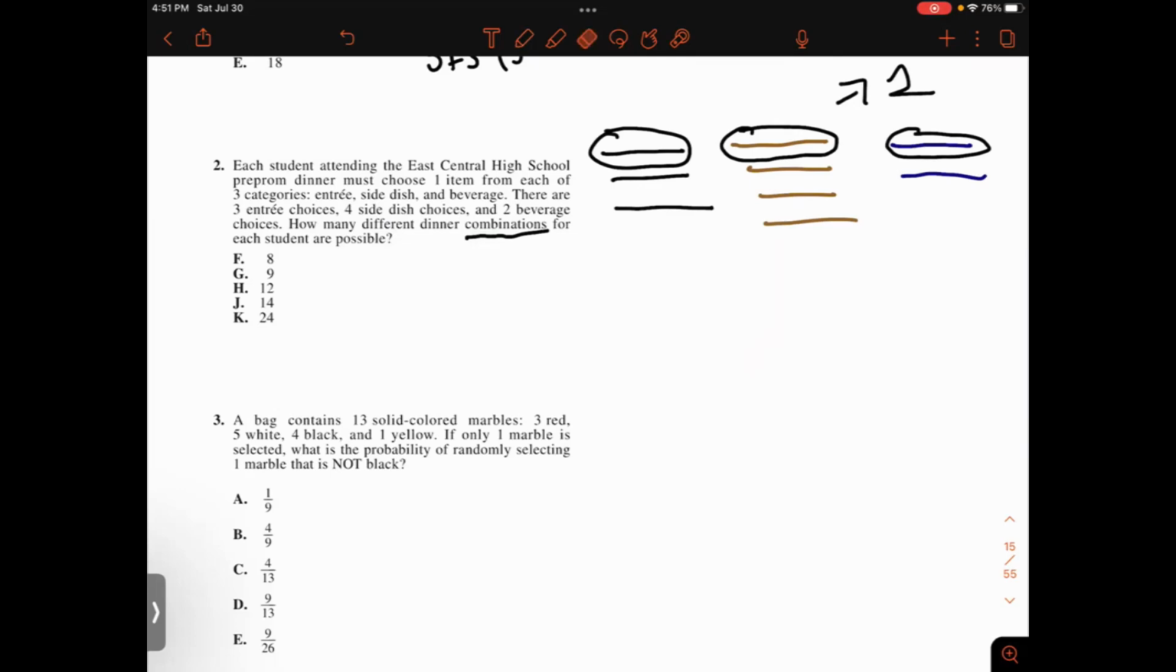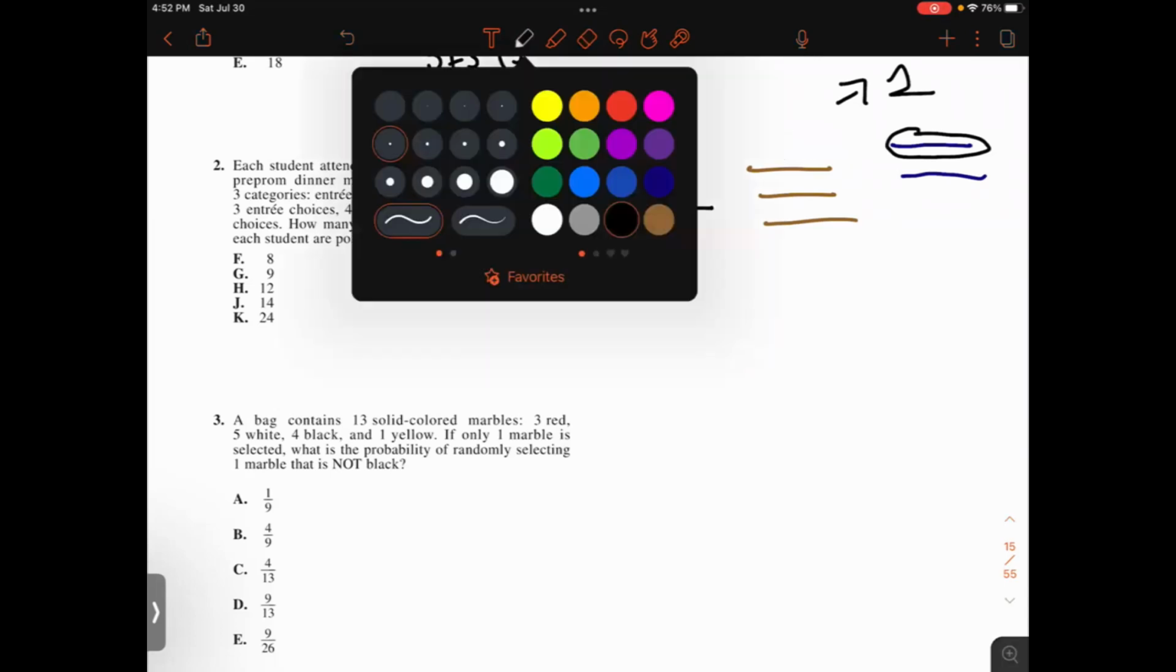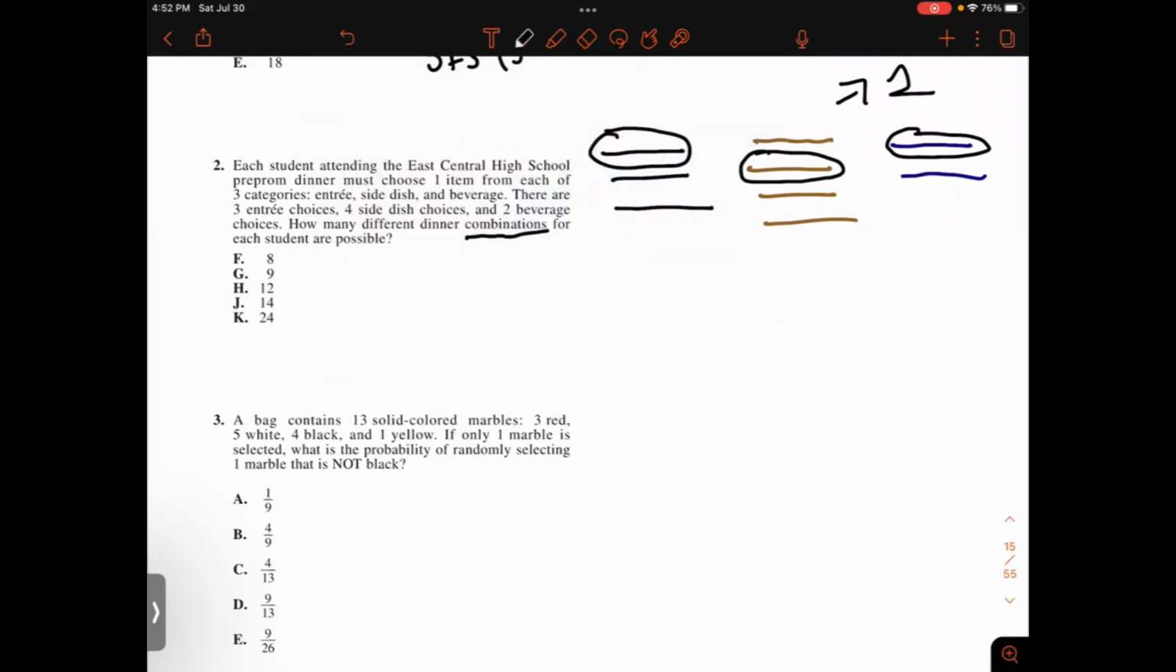But say I want the same entree and the same beverage, but a different side dish. So I want a whole different side dish. Say I want this one. Well, that is another combination. So far we have 2 combinations. And then I could keep going. Say I want this side dish instead, that's a 3rd combination. If I want this side dish, that's 4 combinations, which is the same entree, same beverage, but different side dish. So what if I change the entree, or what if I change the beverage? I keep doing different combinations.